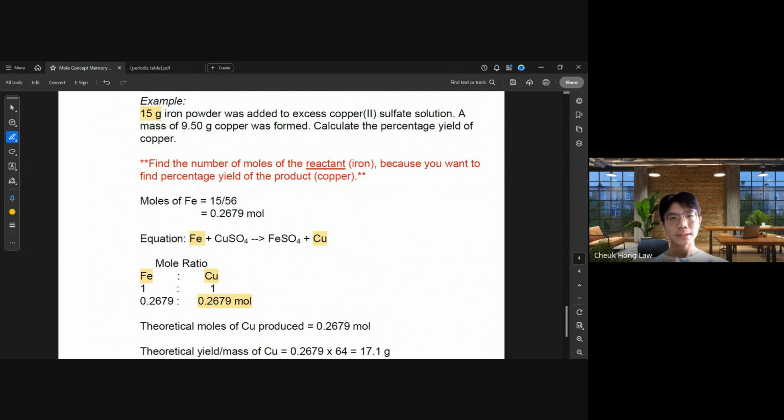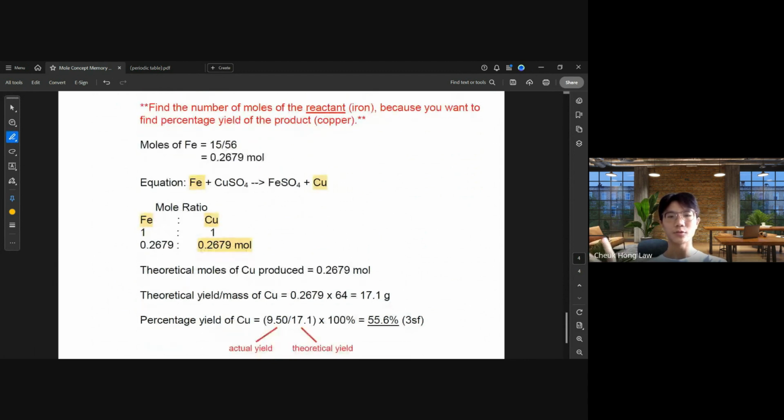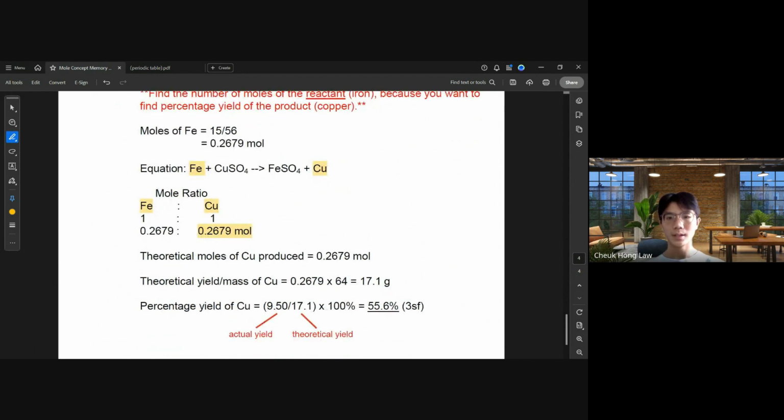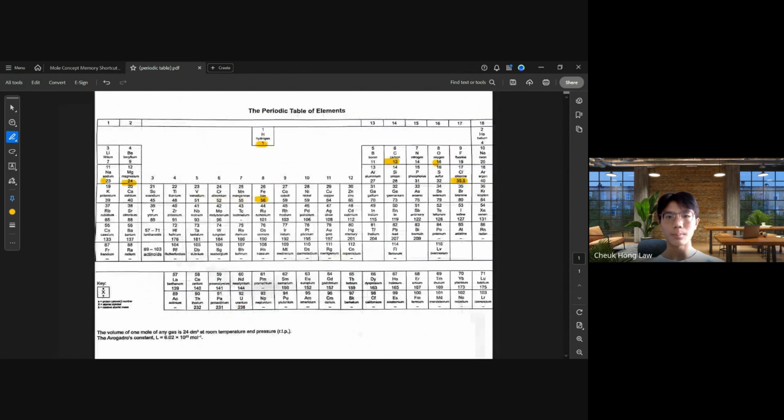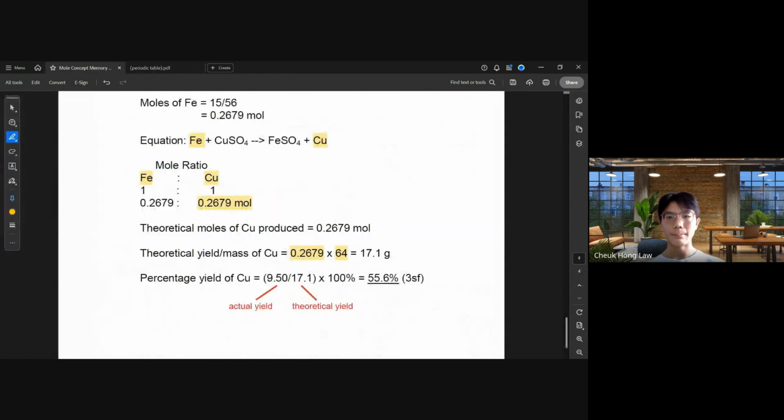I'm imagining that all the iron actually reacted with copper 2 sulfate to form all the copper that was supposed to form. And all the copper that's supposed to form will be 0.2679 moles. This is the theoretical moles of copper produced. Then what is the theoretical yield of copper? The theoretical mass will be 0.2679 times 64, which is the Mr of copper. Mass equals mole times Mr, to give you 17.1 grams.